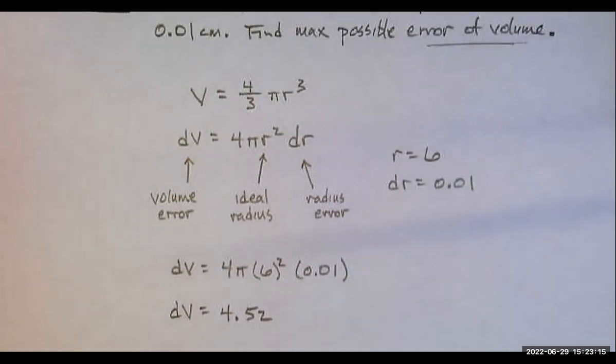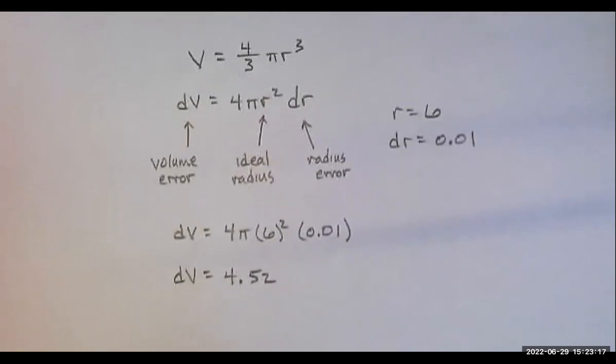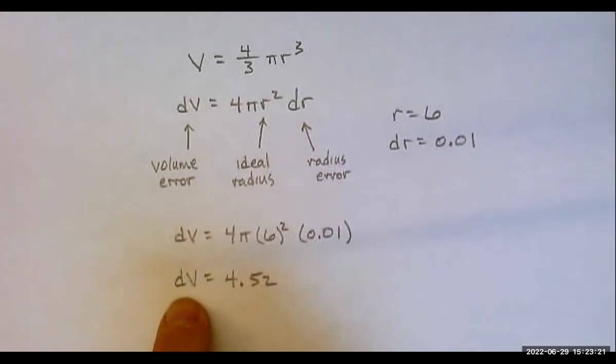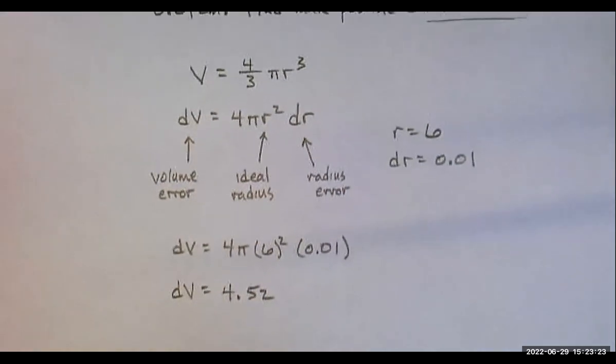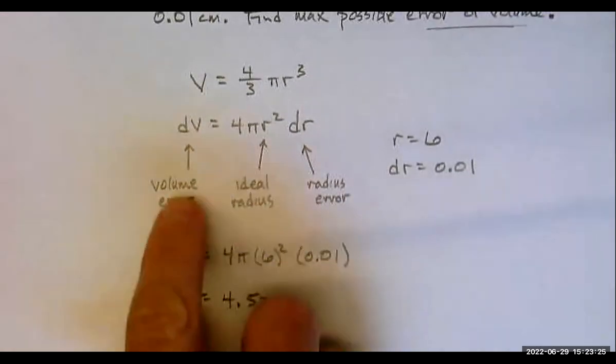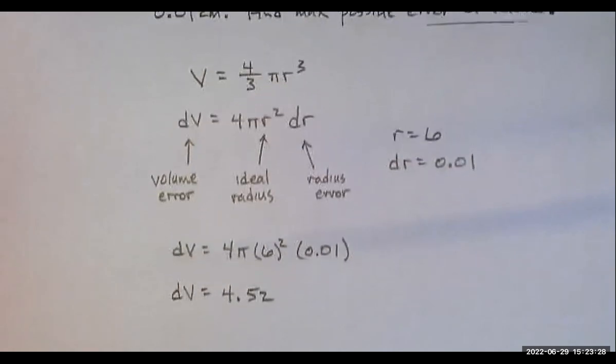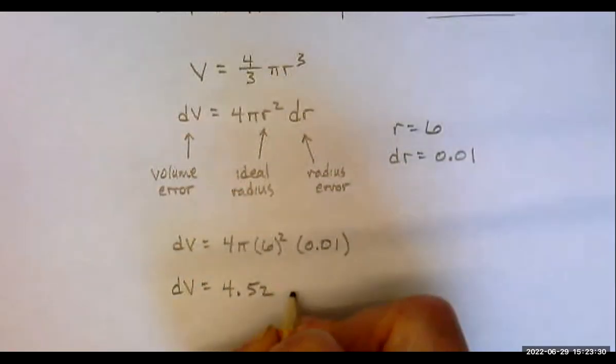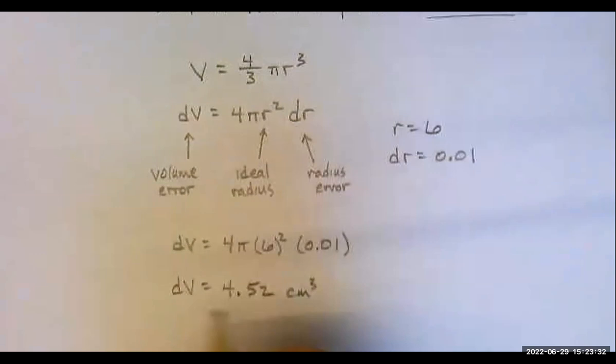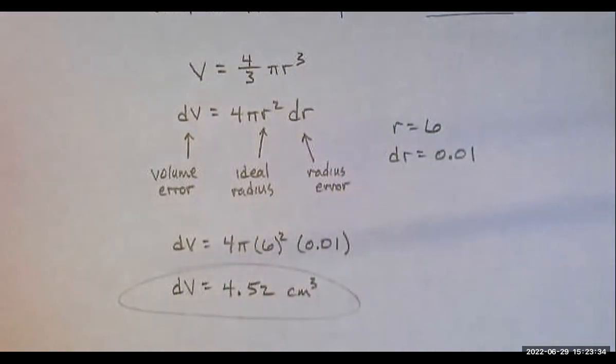Now, reflecting on this, what would be the units? Maybe let's start with that. What would be the units on our dV? It turns out the units for dV are the same as the units for volume. So in this case, that's centimeters cubed. Our volume might be off by as much as 4.52 centimeters cubed.